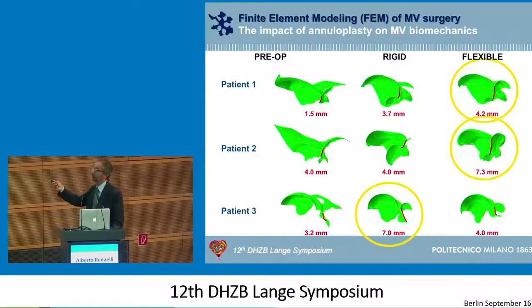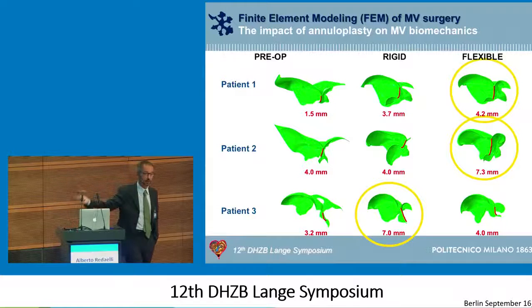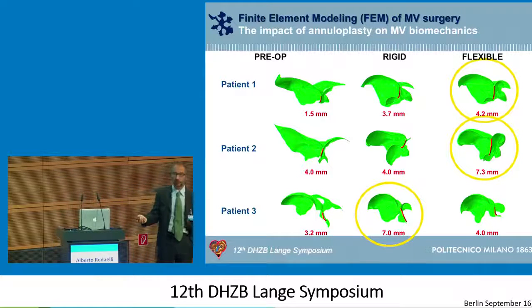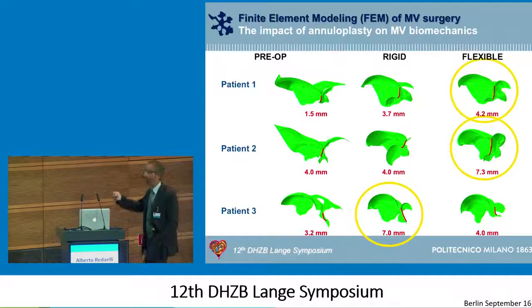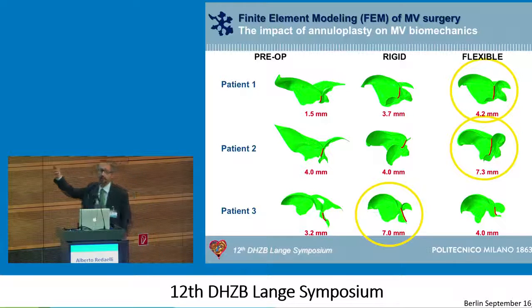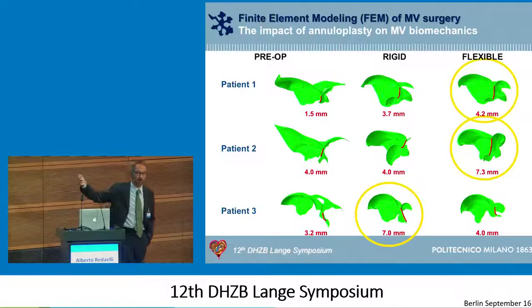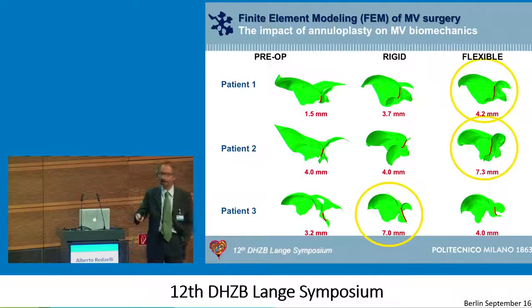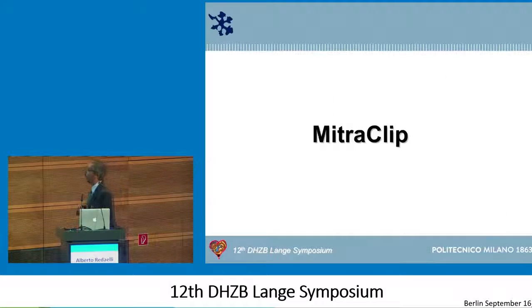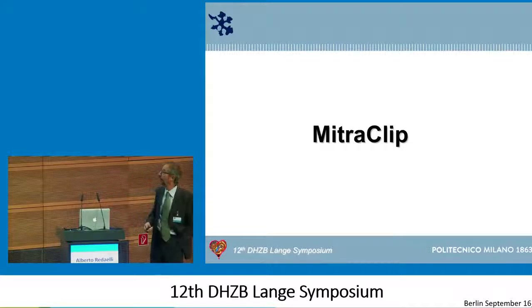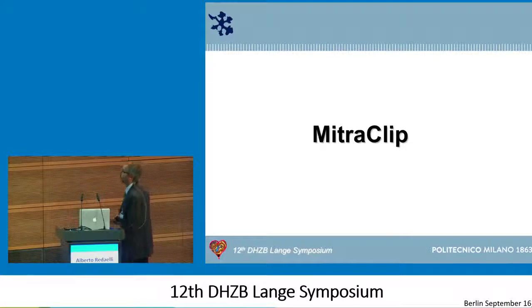What we see is that the choice of the ring is not neutral, and depending on the patient, one solution can provide a higher coaptation length than the other. The second example is MitraClip. We have talked about MitraClip in the last 3 talks.